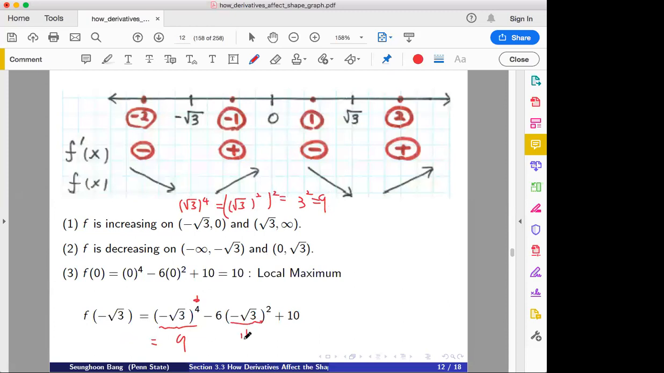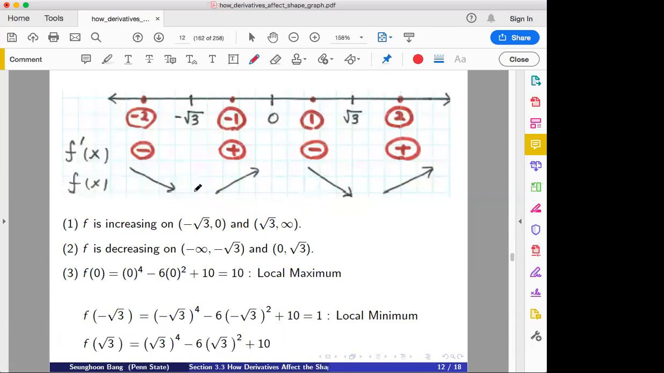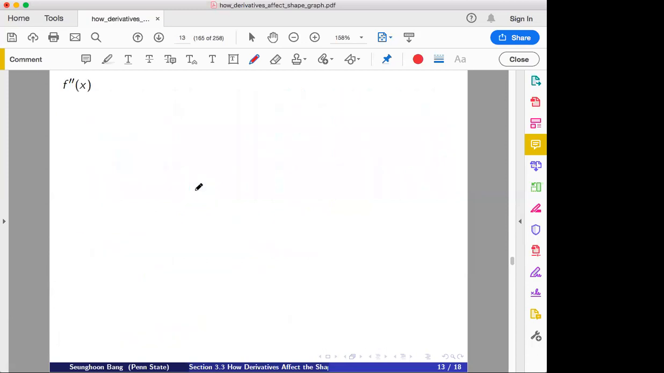The -√3 squared equals 3. So we have 9 minus 6 times 3, which is 18, plus 10. So we have 1. We have it, local minimum. The root 3 to the 4 minus 6 times root 3 squared plus 10 is very similar to the previous one, it's 1, local minimum. We have 2 local minima and 1 local maximum.